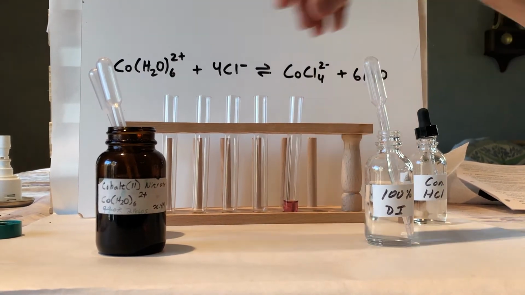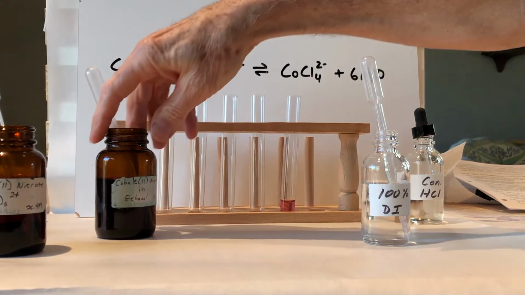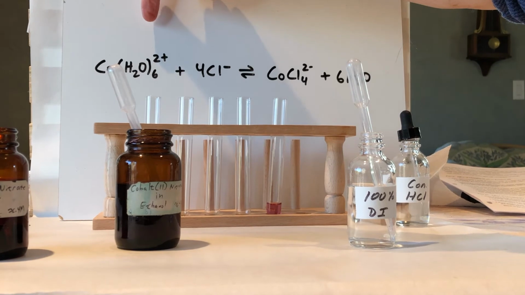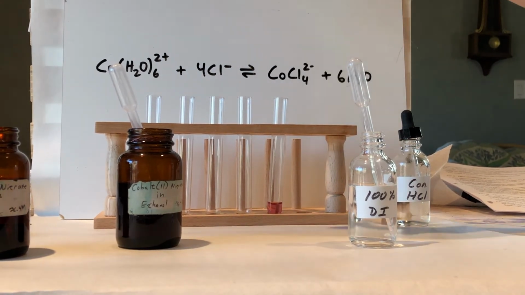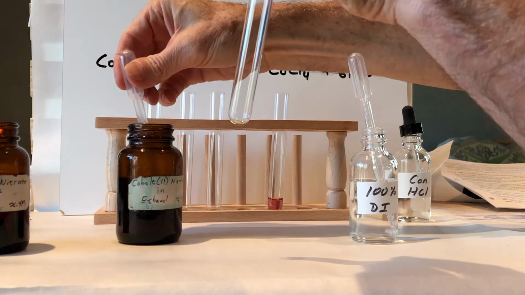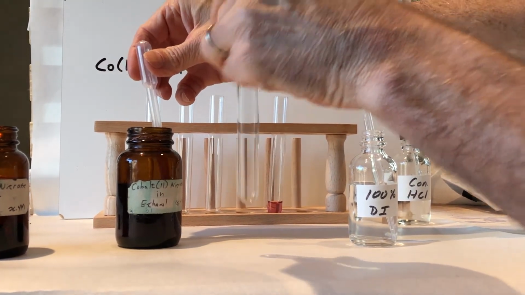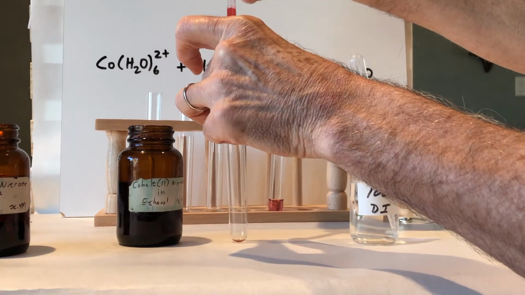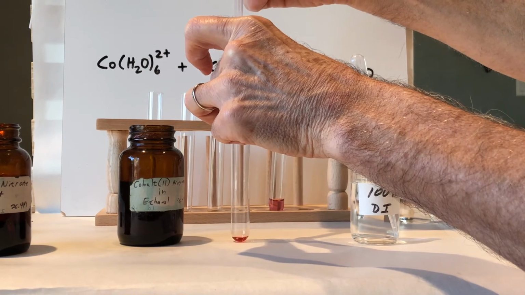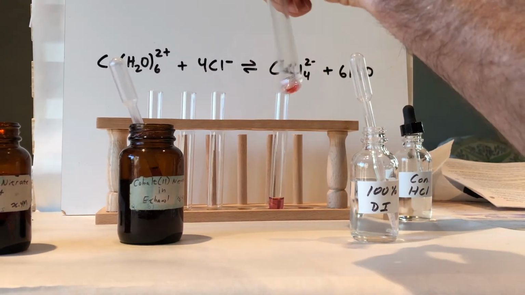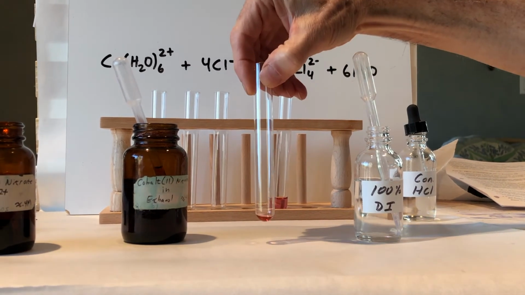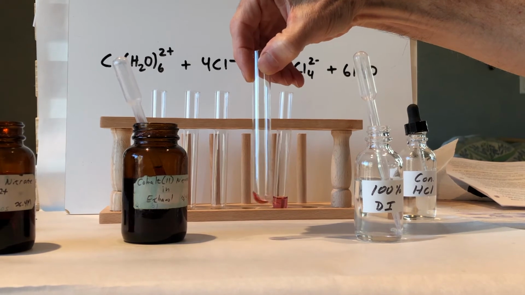And then we're going to do one other thing with this part. We're now going to start with the pink ion, the Co(H2O)6 2+ ion. But instead of that being in an aqueous solution, this is going to be in a solution where the solvent is ethanol. So 1, 2, 3, 4, 5, 6, 7, 8, 9, 10. So 10 drops of the Co(H2O)6 2+ ion dissolved in ethanol.